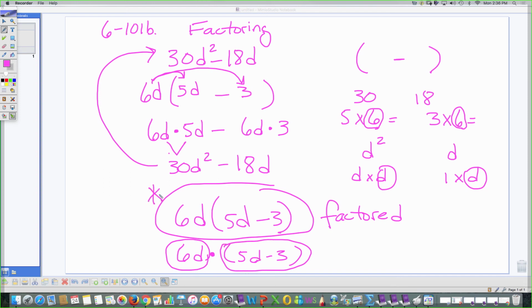So that's why they call this factored form. It's in factors. Okay, we're multiplying. Remember, terms add and subtract, factors multiply.